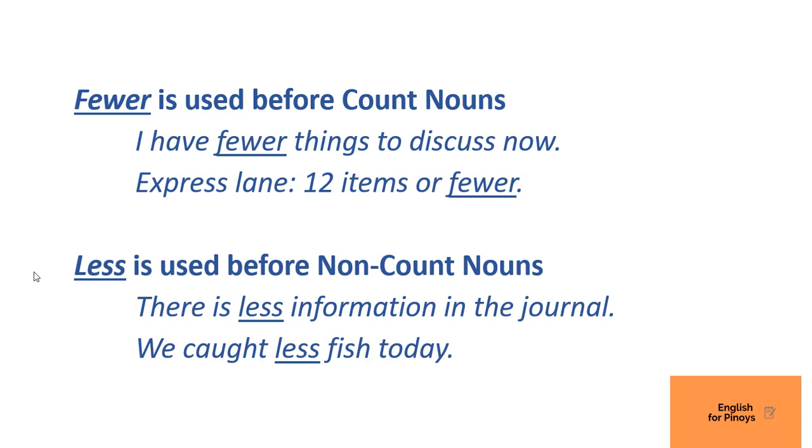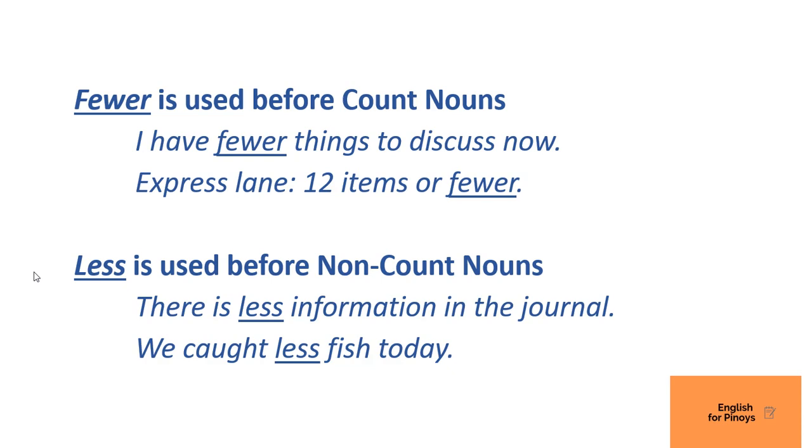And then in the second example, you know when you go to a grocery or supermarket, and there's an express lane there, and the sign says 12 items or less. If you think about it, it's actually incorrect. Why? Because you're talking about items, and items is a count noun. There's a plural form. In fact, there's a numeral before it, 12. Therefore, you cannot say 12 items or less. You say 12 items or fewer.